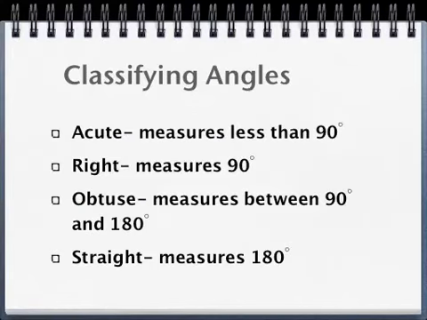When we classify angles, we can classify them as acute, which measures less than 90 degrees, right, which measures exactly 90 degrees, obtuse, which measures between 90 and 180 degrees, and a straight angle, which measures 180 degrees. A straight angle is simply a line.